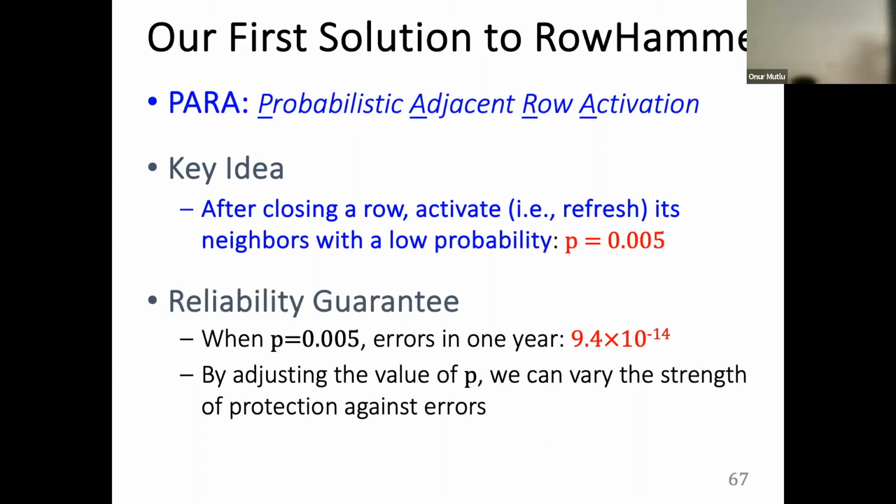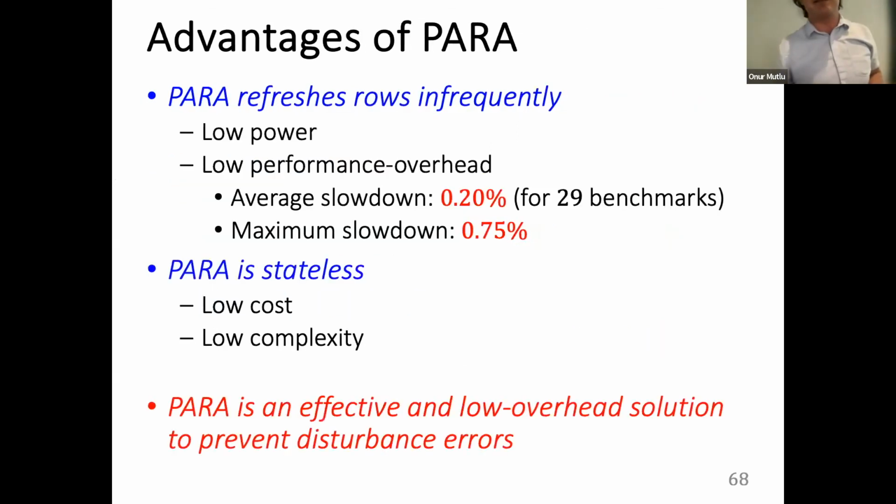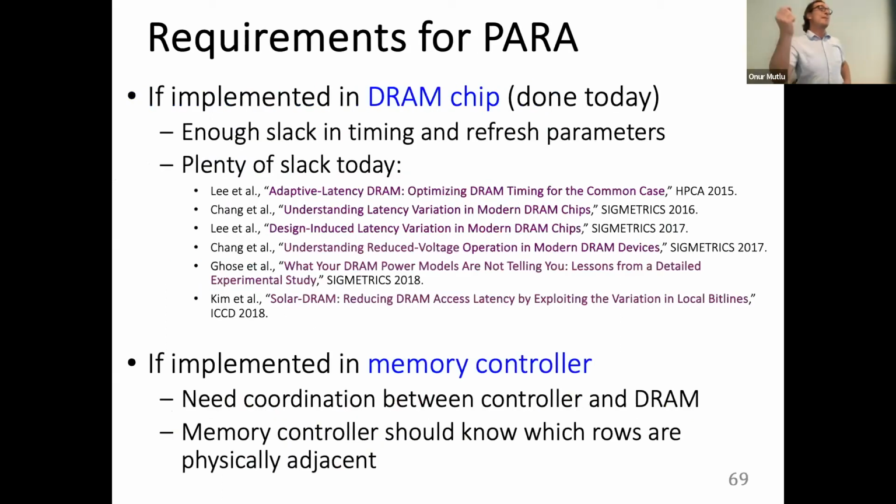If you're not happy with that reliability guarantee, increase the value of P. And with a reasonable reliability guarantee, we show that this is low power, low energy. It's stateless also. So there's a lot of advantages. I like the solution still, but unfortunately today it doesn't work, as we will see, because the RowHammer threshold has gone down to a very low amount.